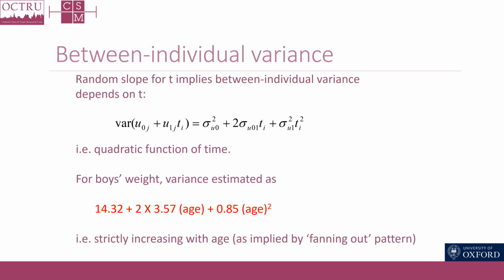Introducing a random slope in our model introduces complexity to the patterns of between individual variability. Between boy variability in weight now also depends on age. We can calculate how this variability changes over time using the random effects variance we have estimated in our model. This is a quadratic function of time strictly increasing with age, as implied by our fanning out pattern we've seen before.